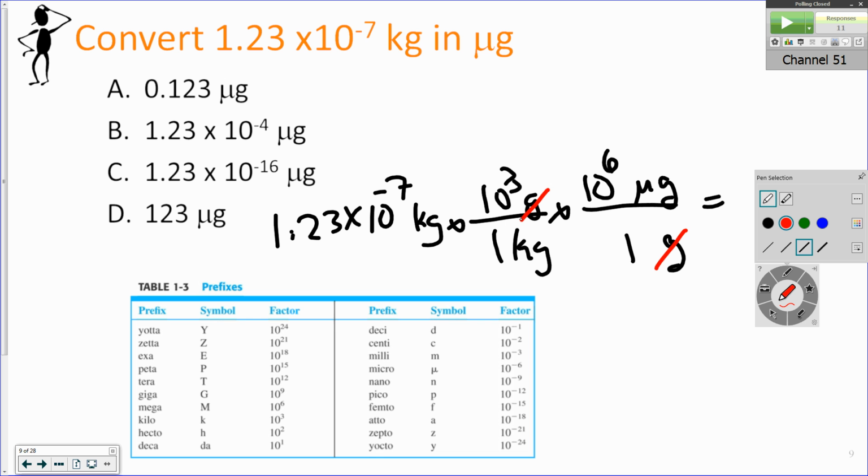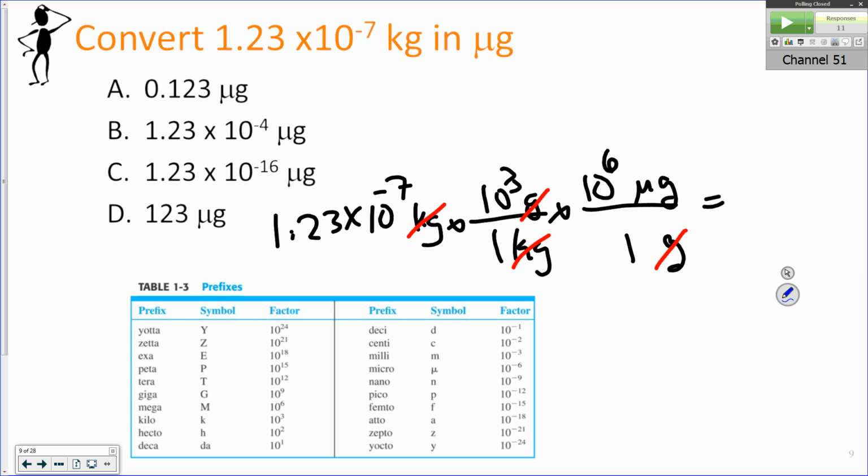Grams and grams cancel. Kilograms and kilograms cancel. Just doing the calculation in my head, I've got 10 to the 3rd times 10 to the 6th, that's 10 to the 9th. So I've got 10 to the -7th times 10 to the 9th, that's going to give me 10 to the 2. So 123 times 10 to the 2, I'm going to move the decimal place over 2 to the right.